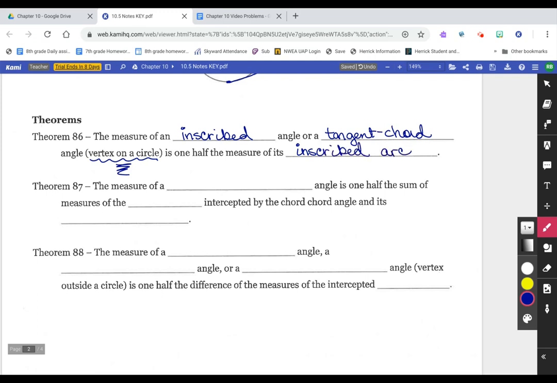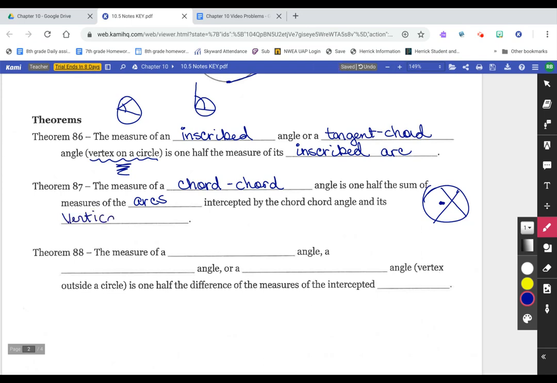Okay. The measure of a chord-chord angle, and remember, this is when we have the X in the middle, where it doesn't go through the center, but the middle of the X is somewhere inside the circle. The measure of a chord-chord angle is 1/2 the sum of the measures of the arcs intercepted by the chord-chord angle and its vertical angle. And you're like, what are you talking about? We will go over these.